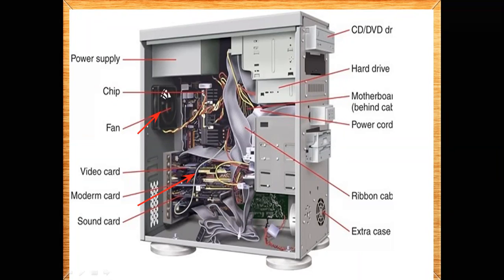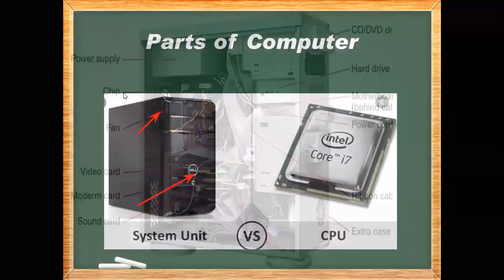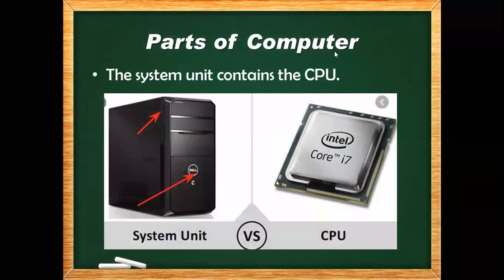Why do we call it a system unit? Because it contains many things. CPU means just one thing, but the system unit contains different things. That's why we call it a system unit. This system unit also contains the CPU. Where is the CPU? I will show you in the pictures. The CPU stays inside the system unit.